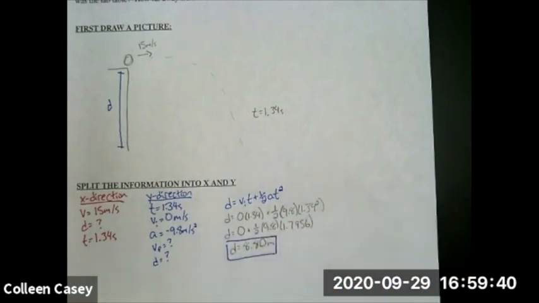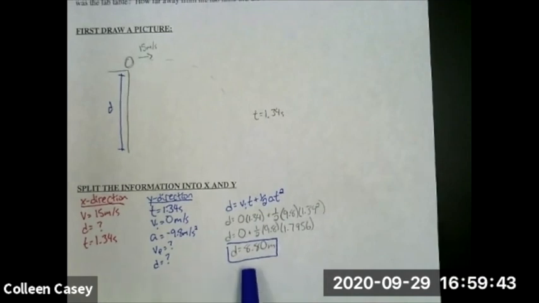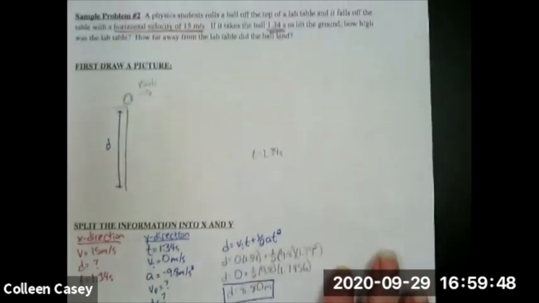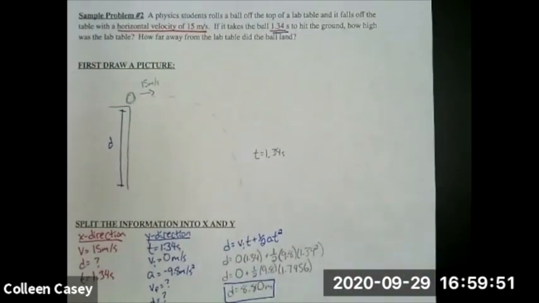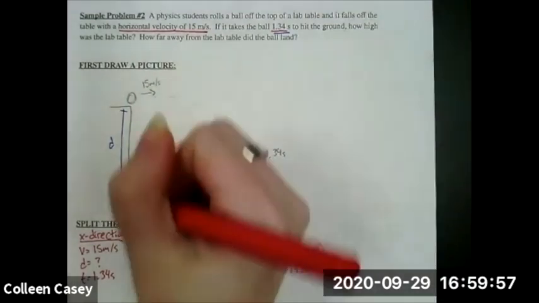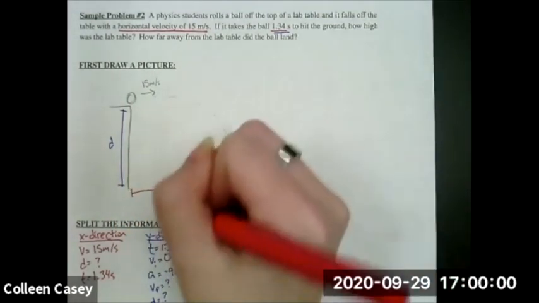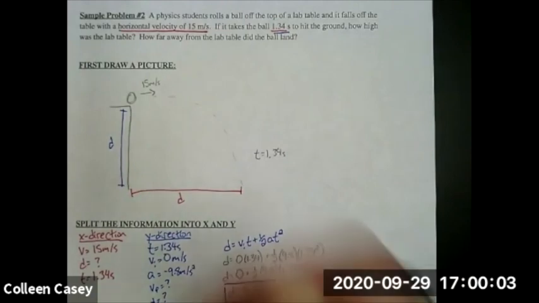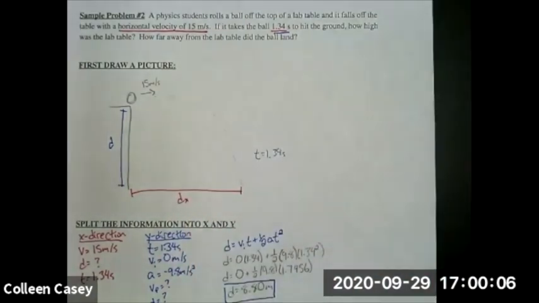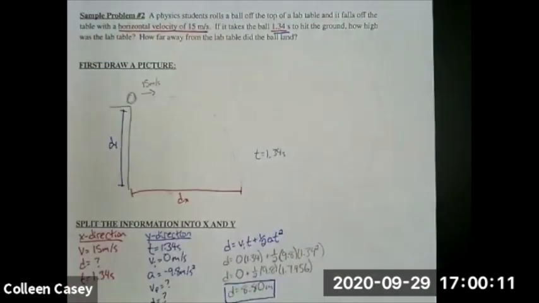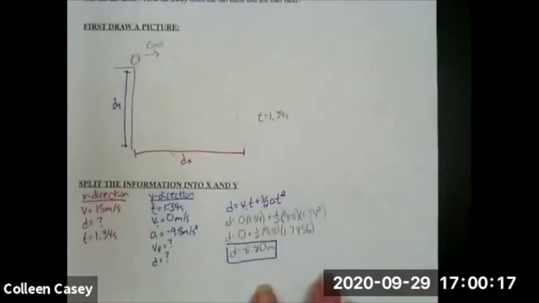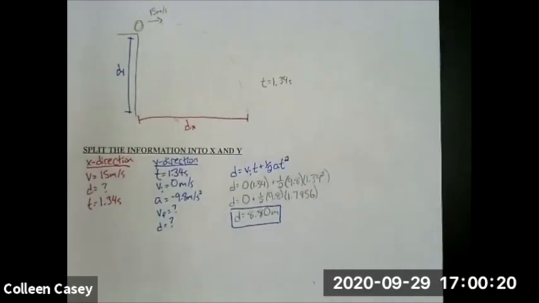I'm working in the Y direction, so a distance in the Y direction is up and down, the height of this table. Next, it asks me, how far away from the lab table did the ball land? Now I want to know how far from the lab table. This is another distance. Sometimes people will mark a little dx and a little dy to keep those separated so they know which one is which. Some color code, whatever system works for you. But now I'm looking for the horizontal distance.